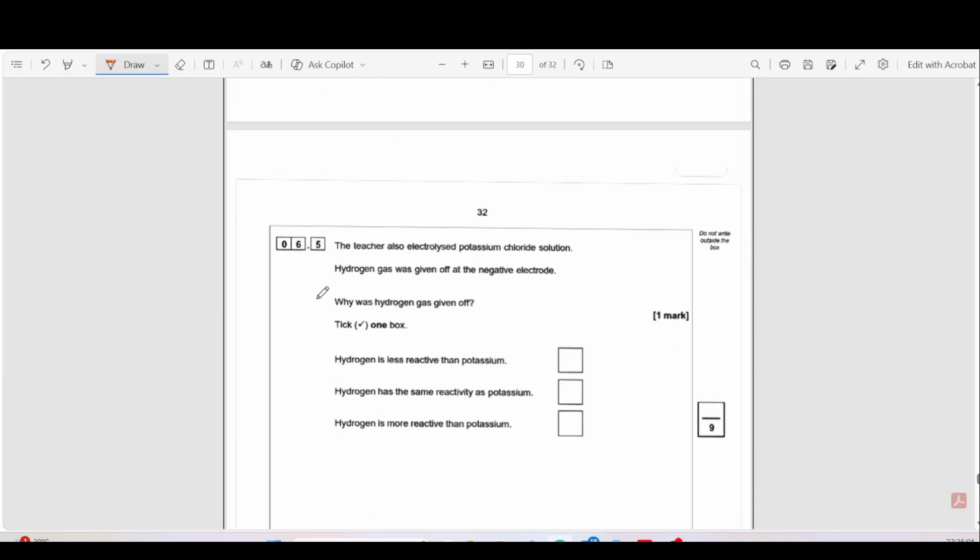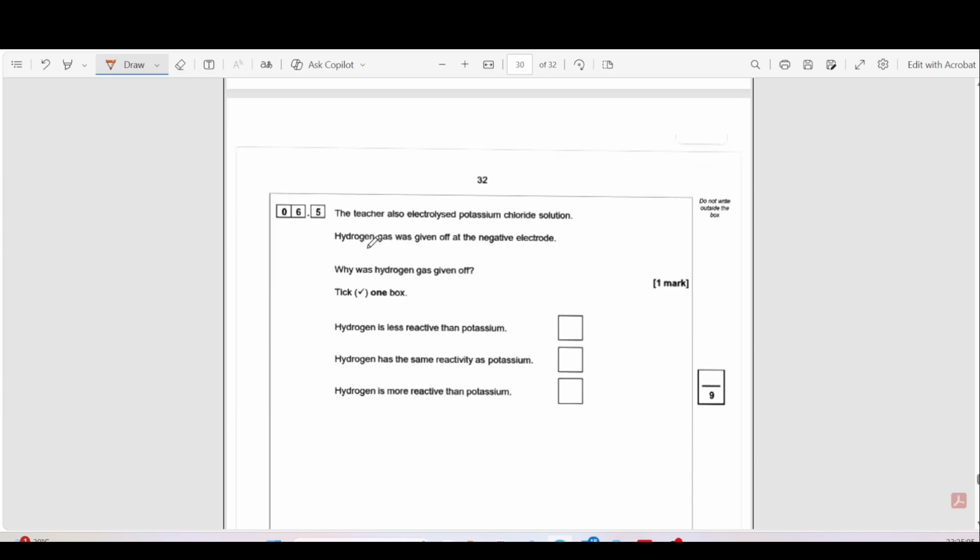Then here the next question: the teacher also electrolyzed potassium chloride solution. Hydrogen gas was given off at the negative electrode. Why was hydrogen gas given off? Because hydrogen is less reactive than potassium. When you electrolyze a solution, both potassium ions and hydrogen ions from the water are attracted to the negative electrode. At the cathode, the least reactive element is always discharged.